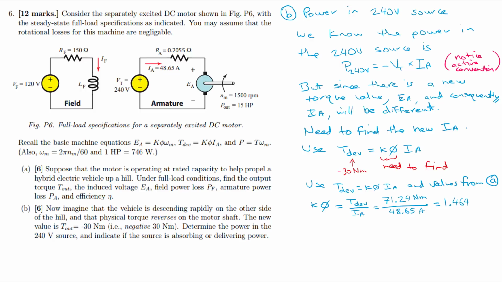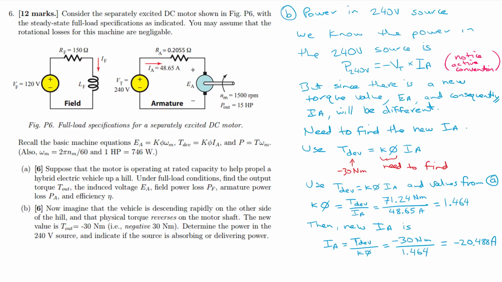So we're going to solve for K phi. It's torque developed divided by the armature current, and we have values for that from part A: 71.24 Newton meters for the torque developed and 48.65 amps. Then we get a machine constant of 1.464. Then we can plug that back into the formula, and knowing K phi and T developed as minus 30, we can solve for the new armature current.